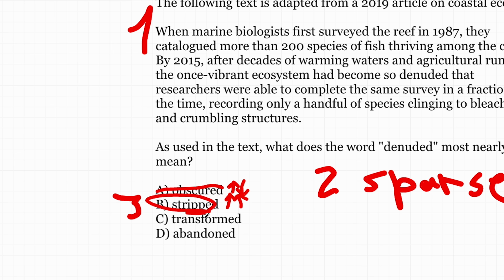Transformed and abandoned, they both are okay. Transformed especially is somewhat good, but it kind of lacks the connotation. We don't really have that feeling of it being removed, bare bones. Transformed can mean anything. It can mean they just replaced all the coral with cotton candy or something. But that's not what we're looking at. We're looking at specifically removed a bunch of stuff.